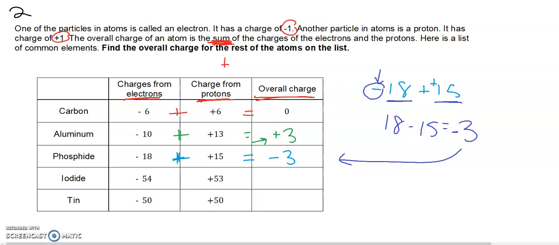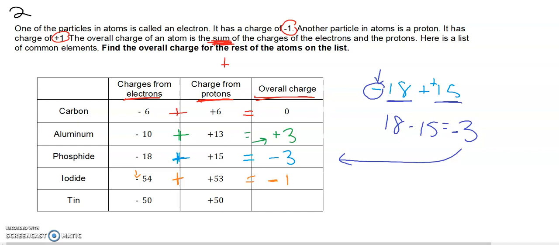All right, now onto iodide. It's a -54, so that means it has 54 electrons, and then 53 protons. Again, you're adding numbers with different signs, so you're going to keep the sign of the larger number after subtracting them. So 54 minus 53 is 1. Keep the larger sign. So if you add -54 and 53, that gives you a -1.